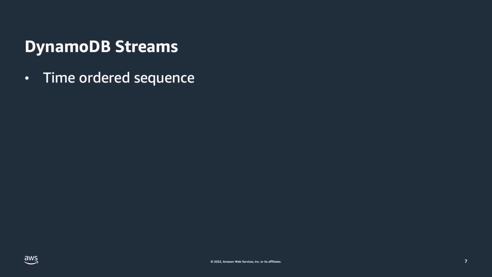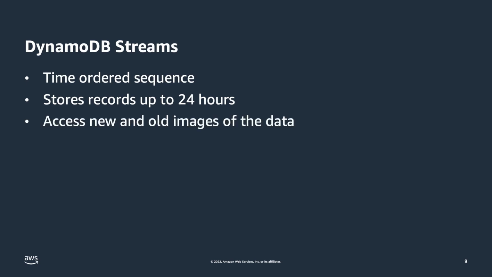Let's jump into the first flavor of CDC for DynamoDB, DynamoDB Streams. DynamoDB Streams captures a time-ordered sequence of item-level modifications to a table and stores this information in a log for up to 24 hours. Your application can, in near real time, access the stream and view the items as they appeared before and after they were modified.